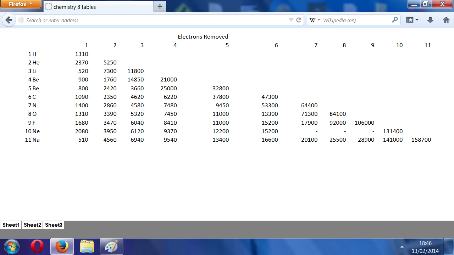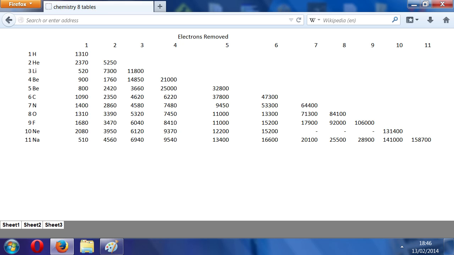Here we go. So group one, we've got lithium and sodium. So that's cool. And then group two is beryllium, magnesium. We haven't got magnesium there; it's too high. Group three is boron.